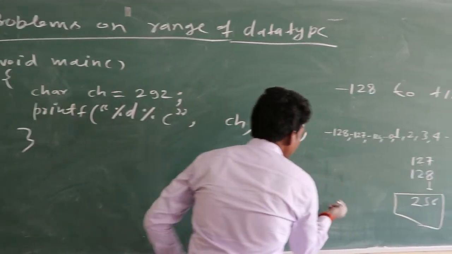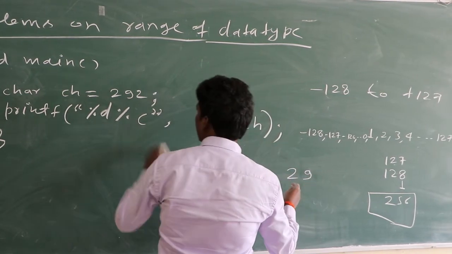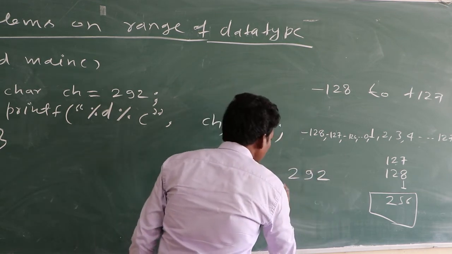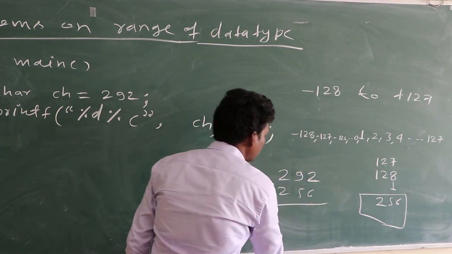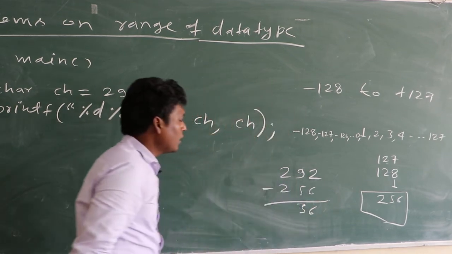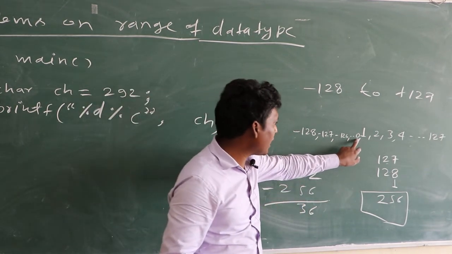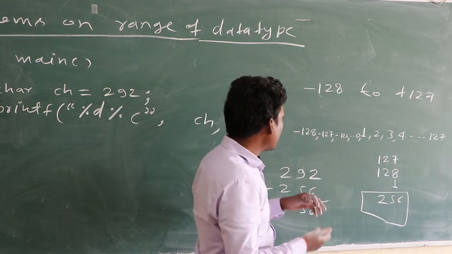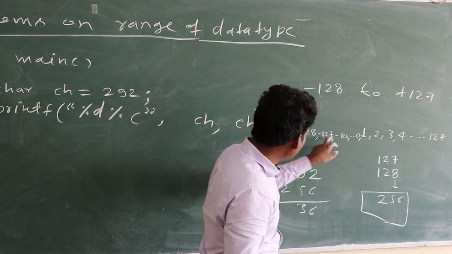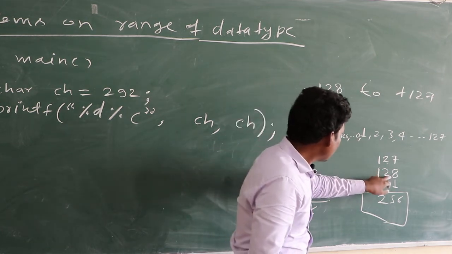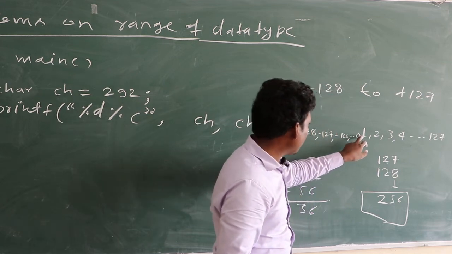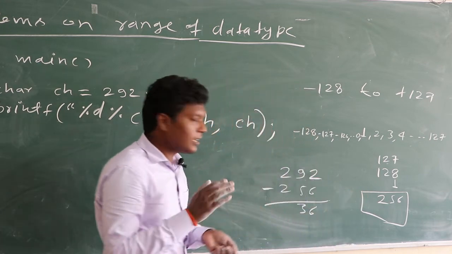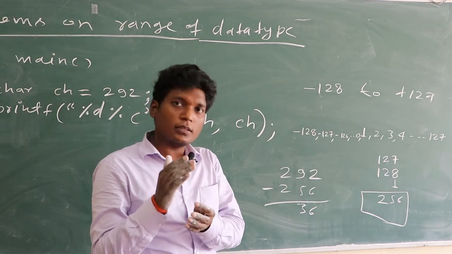So by how much is it less? 292 minus 256. The value is 36. You are here. Currently you are here. You start from 1, go to 127. Then you go from -128 to -1. Then 0. Now you are at 1. So you go from 1 to 36. So your final cursor, your final output is 36.